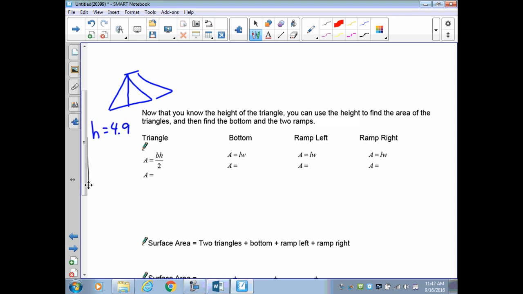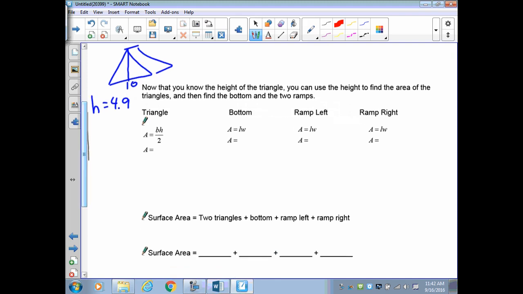And my base is equal to 10. So I can find the area of the triangle. The area of a triangle being base times height divided by 2. So base is 10 and 4.9, all divided by 2. So if you do that calculation, that is 49 divided by 2.